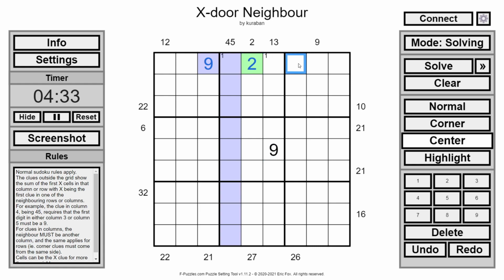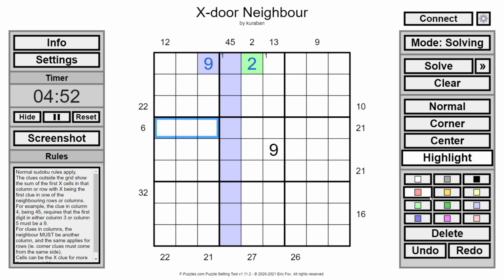But we could have up to 4, so this could be a 3 or a 4 and give it longer. 6 is pretty restricted. Oh, and actually, maybe this is a good place to look because these have clues on both sides of the grid. So 6 could be in 1, 2, or 3 length.